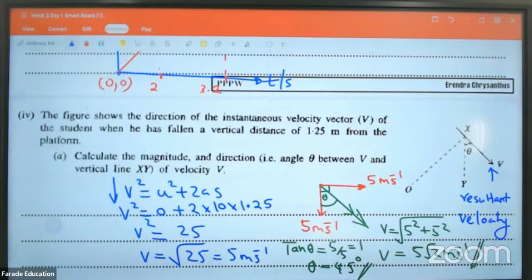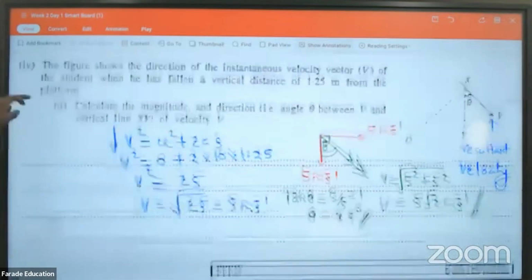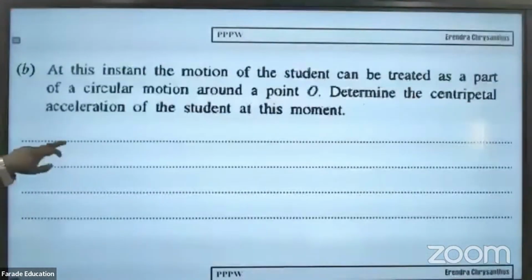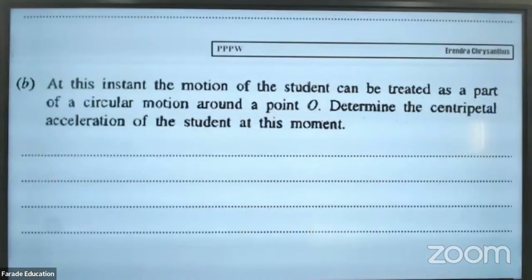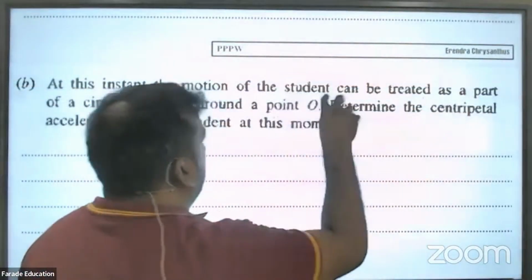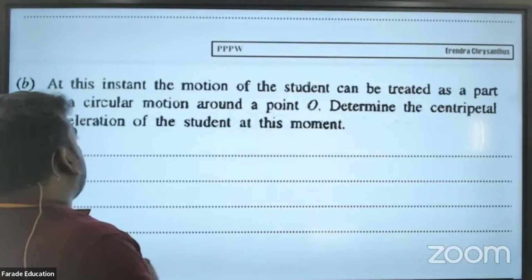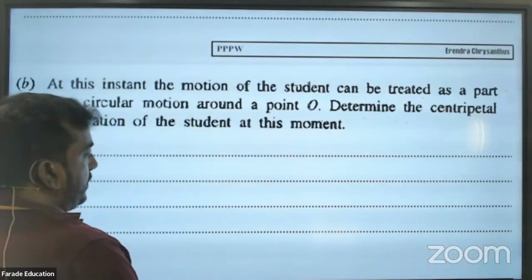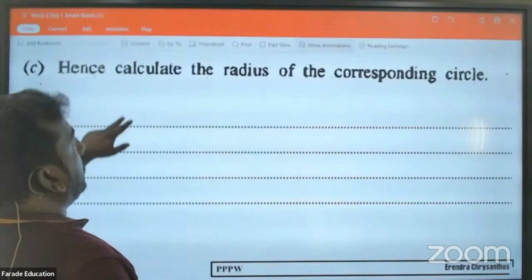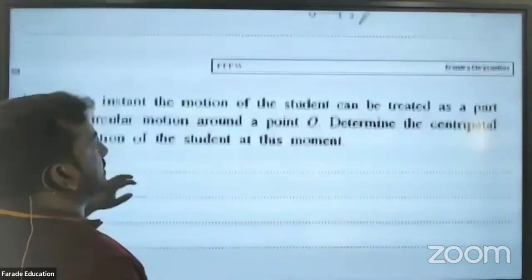Once you need it, carefully write it down. Right. Finally, at this instant, the motion of the student can be treated as part of a circular motion around point O. Determine the centripetal acceleration of the student at this moment.